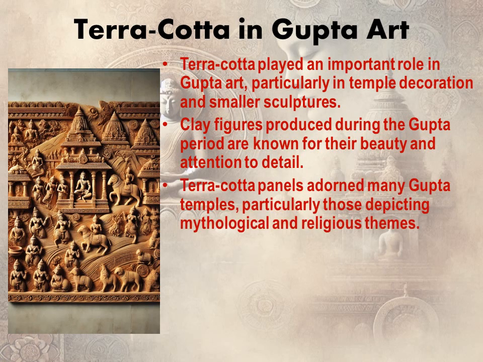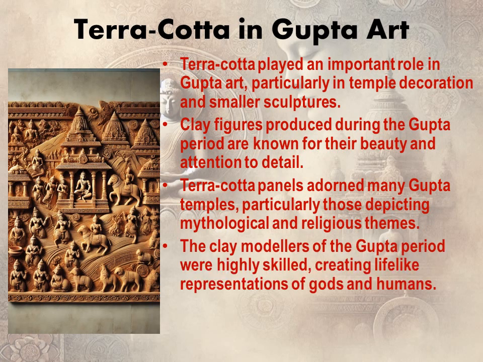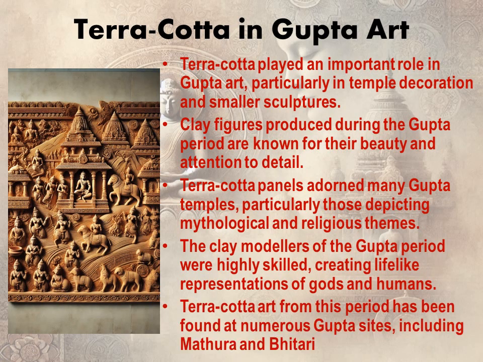Terracotta panels adorned many Gupta temples, particularly those depicting mythological and religious themes. The clay modelers of the Gupta period were highly skilled, creating lifelike representations of gods and humans. Terracotta art from this period has been found at numerous Gupta sites, including Mathura and Vitri.